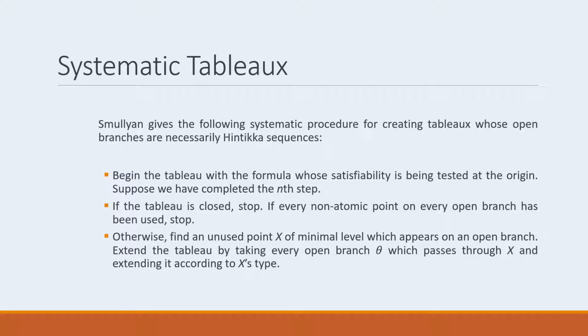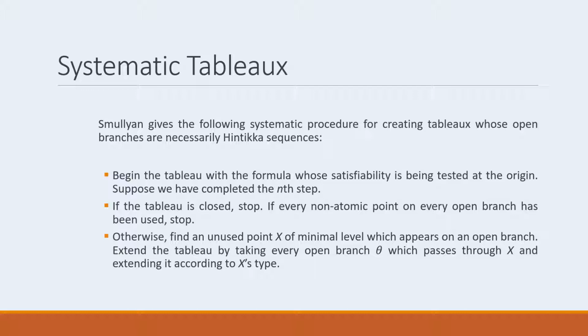So the key is to find a systematic procedure for constructing tableaux so that all of the open branches are necessarily Hintika sequences. There are lots of different ways to do this. This is, I think, the easiest to justify, and it's the one that Smullyan presents in his book, although there are many, many others. So we begin the tableau with the formula whose satisfiability is being tested at the origin. That's step 0. Now suppose we've completed the nth step. If the tableau is closed, we stop. Alternatively, if every non-atomic point on every open branch has been used, we stop.